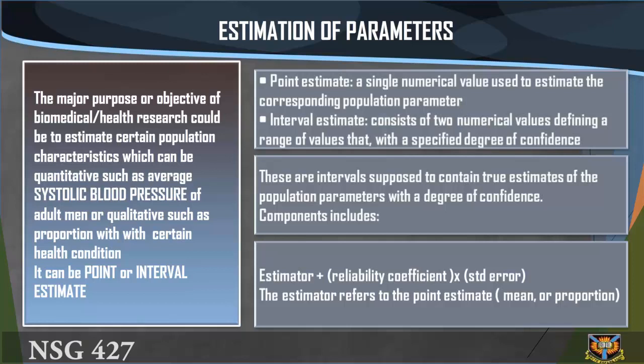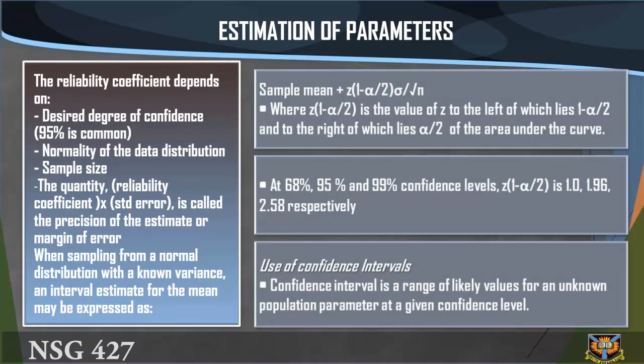These are intervals supposed to contain true estimates of the population parameters with a degree of confidence. Components include estimator plus or minus reliability coefficient times standard error. 1. The estimator refers to the point estimate, that is, mean or proportion. 2. The reliability coefficient depends on the desired degree of confidence. 95% is common. Normality of the data distribution and sample size also matter. The quantity, that is reliability coefficient times standard error, is called the precision of the estimate or margin of error.